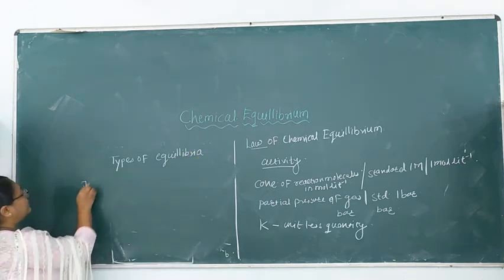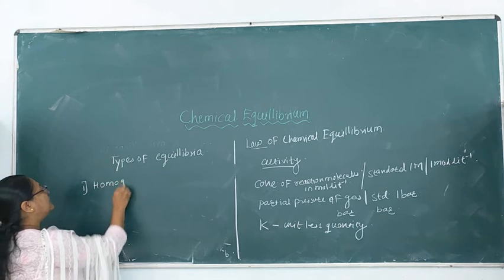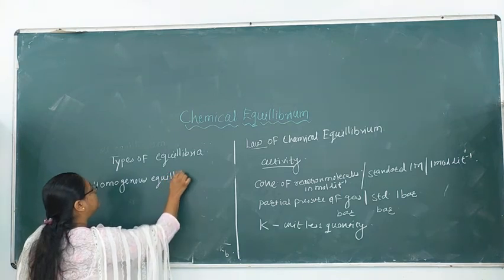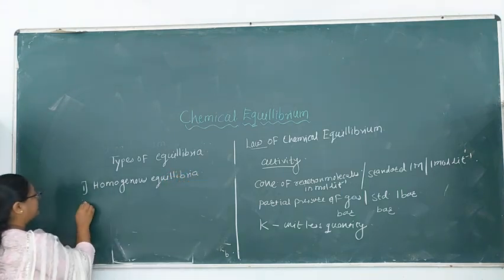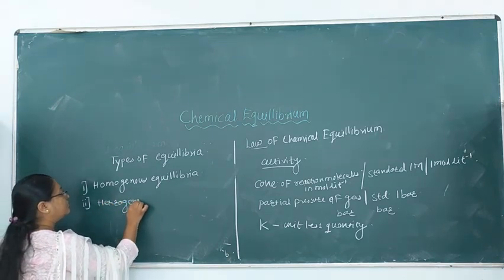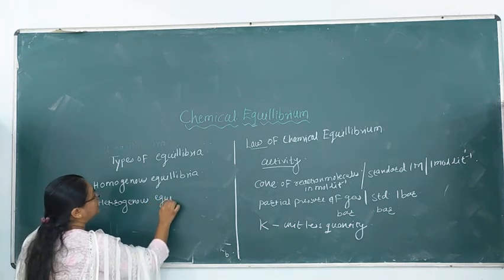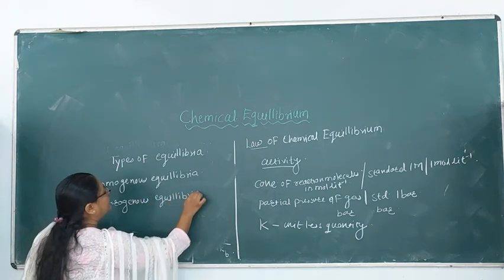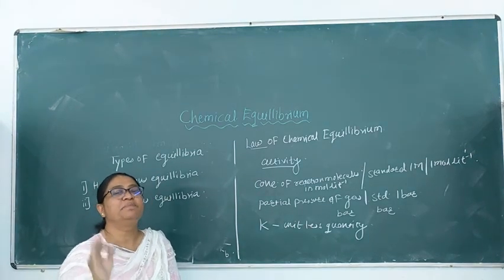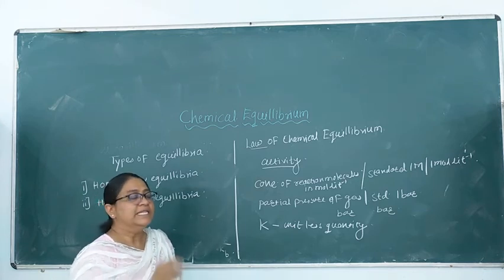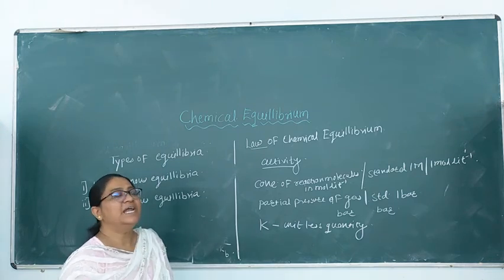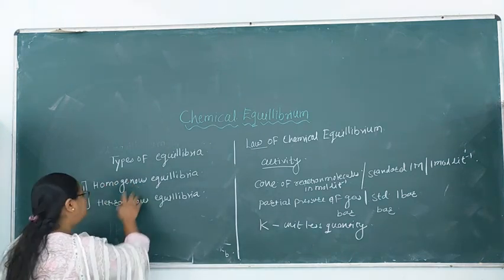There are 2 types of equilibrium: homogeneous equilibrium and heterogeneous equilibrium. Now, what is homogeneous equilibrium? Homogeneous equilibria are equilibrium reactions where the reactants and the products are both in the same phase. That type of equilibrium is called homogeneous equilibrium.